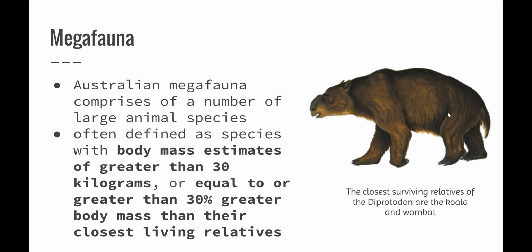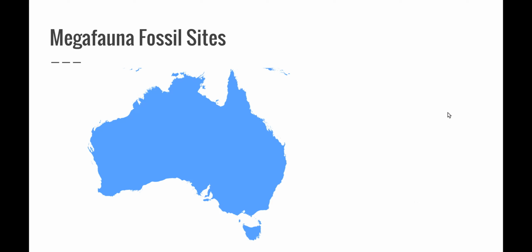Megafauna are often defined as species with a body mass estimate of greater than 30 kilograms, or those that are equal to or greater than 30% body mass than their closest living relatives. Obviously, if this animal was about the size of a car and weighed about a ton, that is much greater than 30% of the body mass of its closest living relatives, the koala and the wombat.